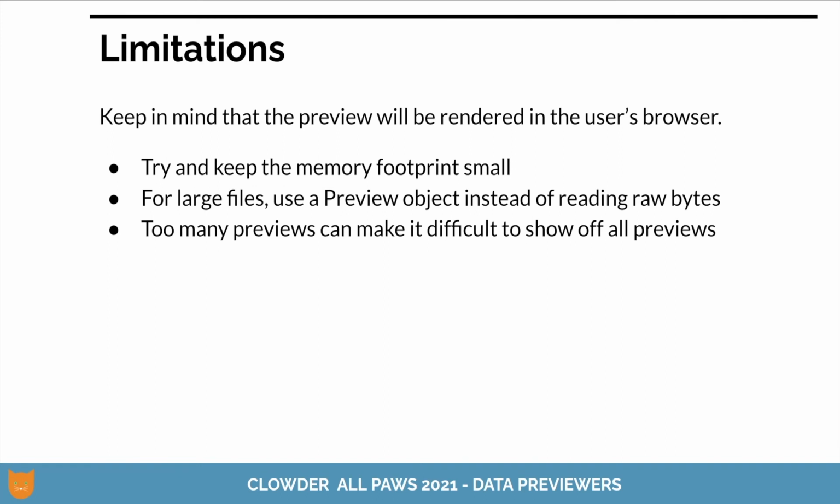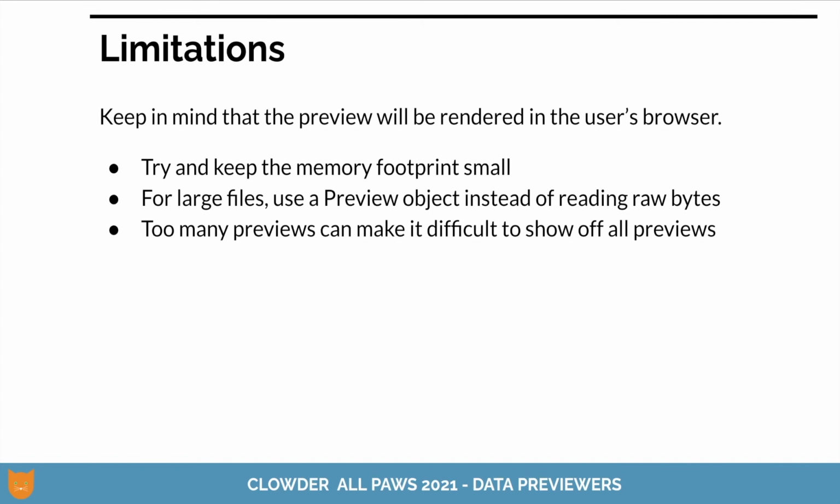There are some limitations to keep in mind when using this pattern. For example, the preview will always be rendered in the user's browser, so we want to be very mindful of the memory footprint that we're using on the client's device. For large files, using a preview object is almost always preferred instead of reading the raw bytes, as reading a large file into the user's browser memory can very quickly bog down their machine and cause it to fail.